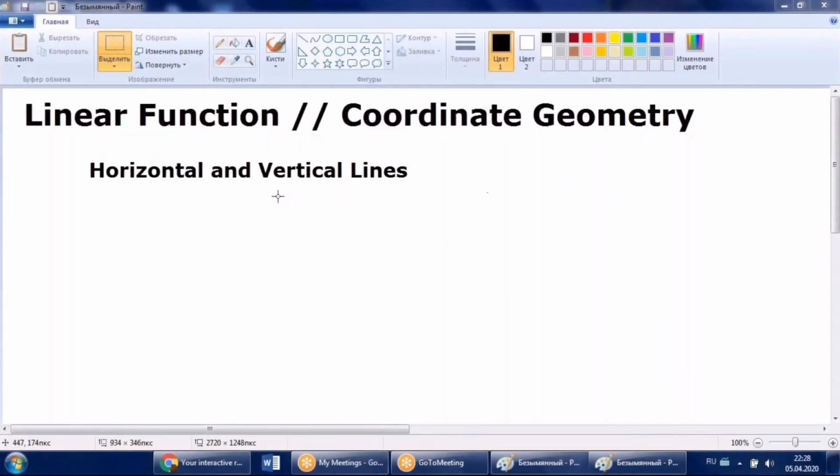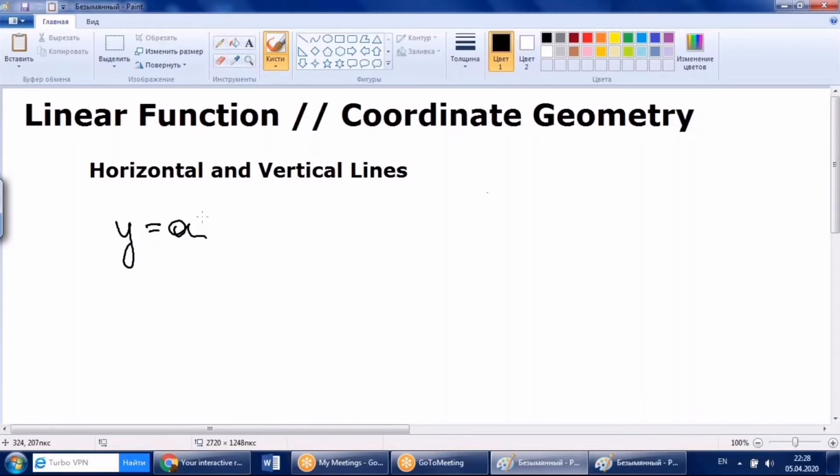Now I want to talk with you about the horizontal and vertical lines. Horizontal lines have the equation y equals a, where a is a number. And all the vertical lines have the equation x equals b, where b is a number.